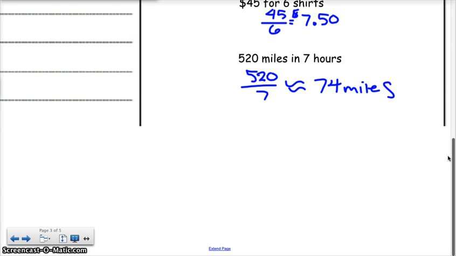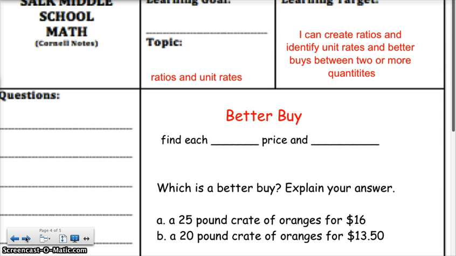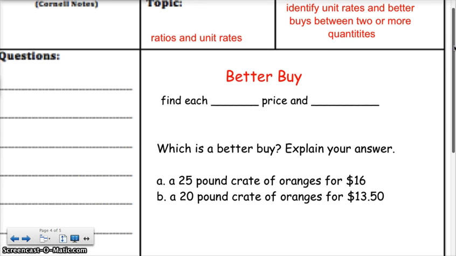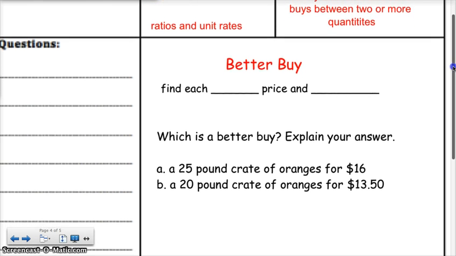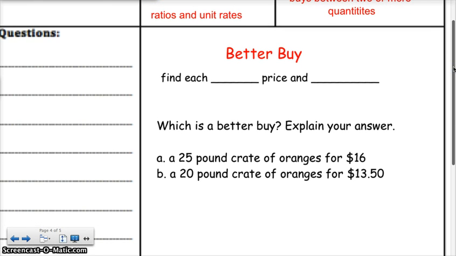All right, next slide. Better buys. Better buys is very important. For families that shop at Costco or Sam's Club, that's why, because your family members are looking for the better buys, okay? And the more you buy, typically the cheaper the unit price is. So you find each unit price and compare.